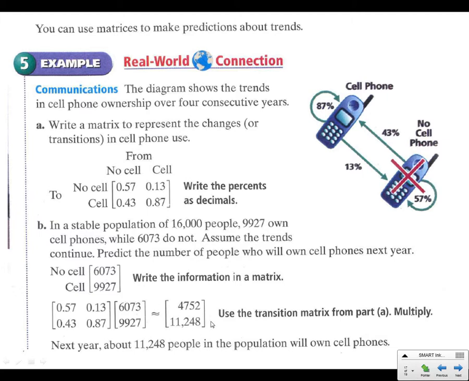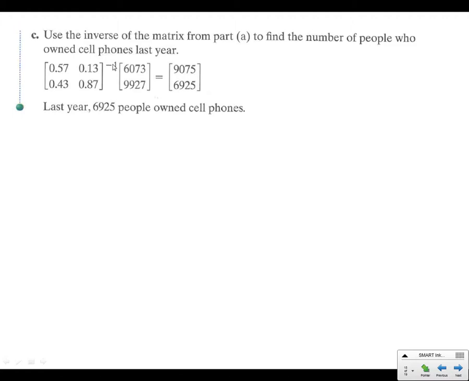You could also go backwards. If we knew that these are our numbers now, how would we divide away? Remember, to divide, you'd have to use the inverse of the other one. So that would take us back to the year before of the people that. So last year, 9,000 people didn't own phones, and 6,900 people did own phones.